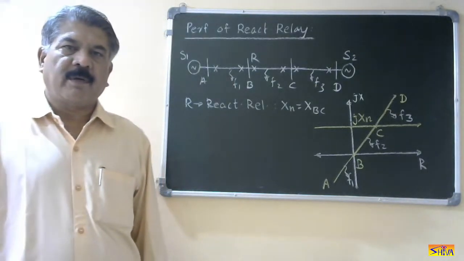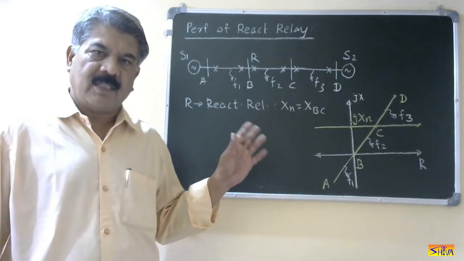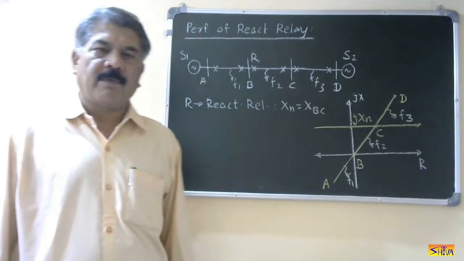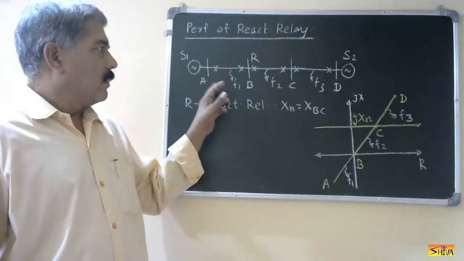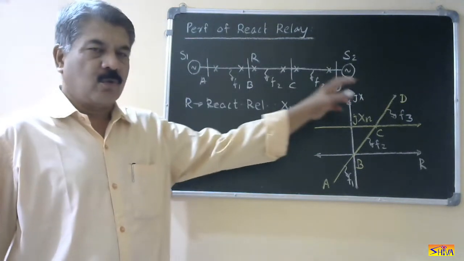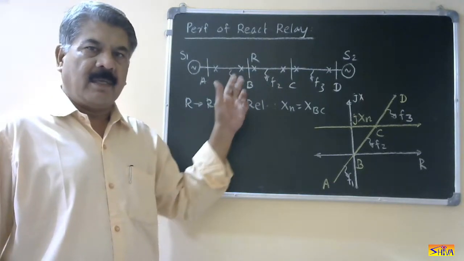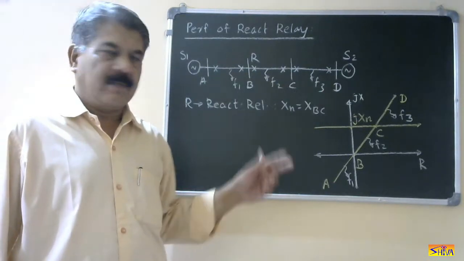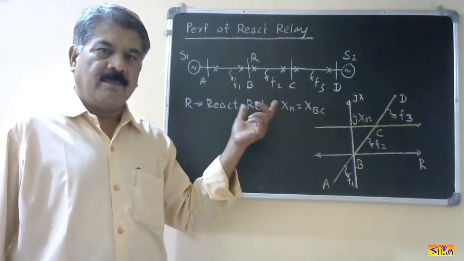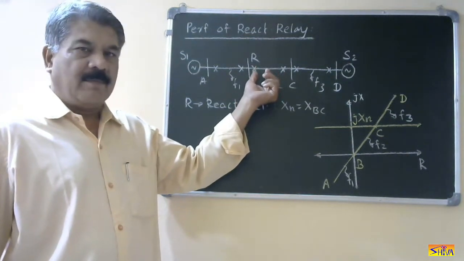Now to check the performance of this reactance relay, I will refer to the same diagram that I had used for checking the performance of impedance relay. This is the transmission line and source on both the sides, and there are three line sections AB, BC, and CD. Relays are installed at both the ends of the line. We are considering this relay.